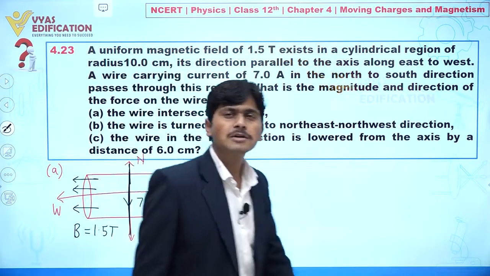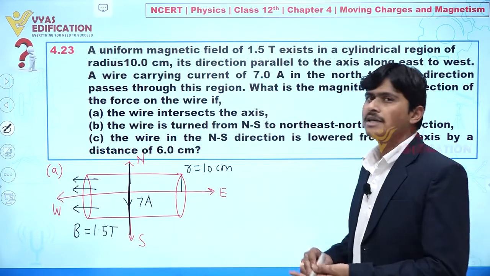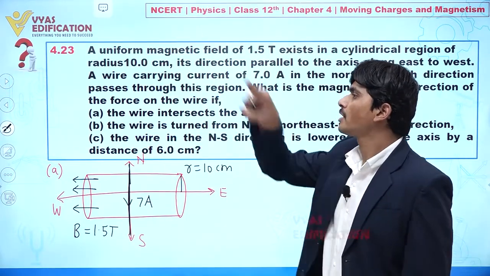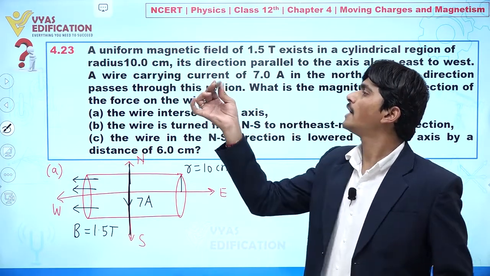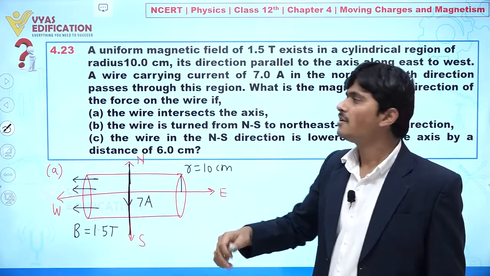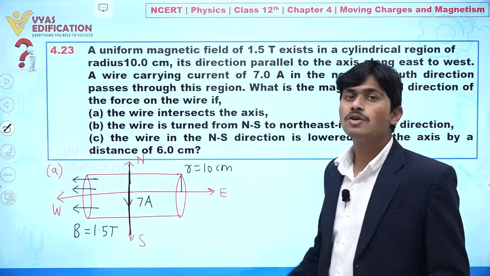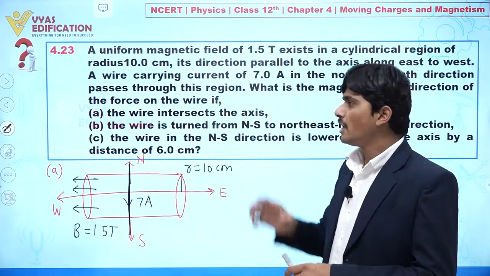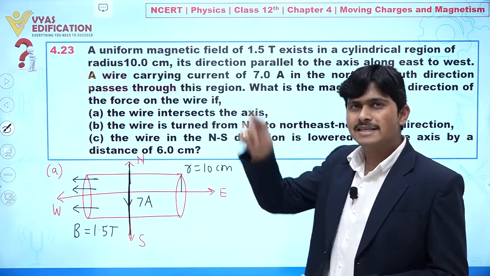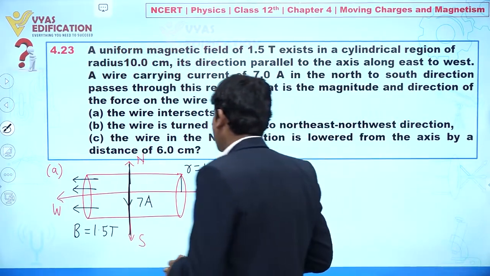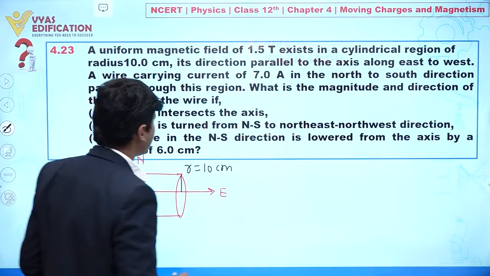So let's suppose this is the cylindrical region. In this cylindrical region we have a wire like this, and current is going from north to south direction, and it is also intersecting the axis. It means this wire is passing through, if I am observing from this side, I can see a circle. So it is passing through the center of the circle. Clear? So now our objective here is to find first the magnitude.